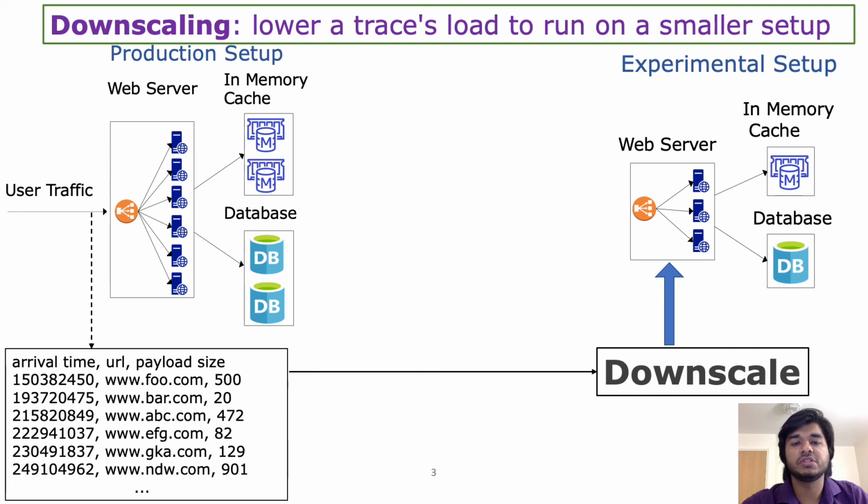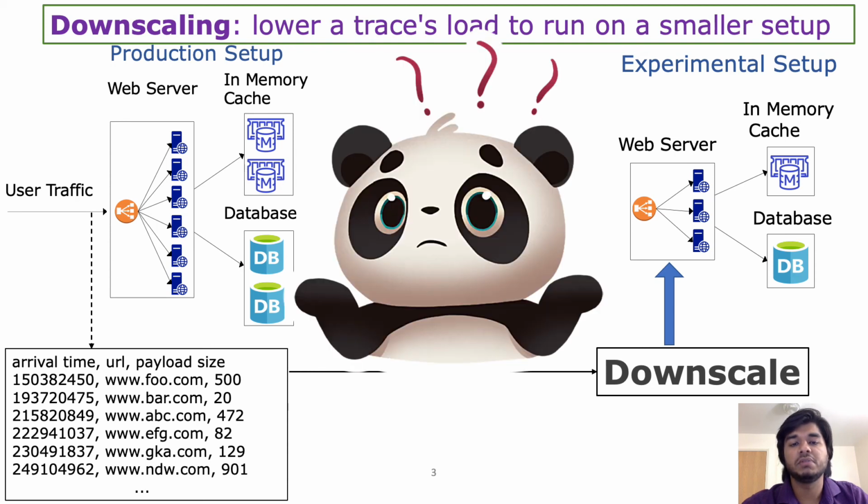Downscaling refers to the process of taking a trace and lowering its load to run it in a smaller setup. It is also important for the downscaling process to preserve the important characteristics of the original trace as much as possible for realistic experimentation. But how do they do this?